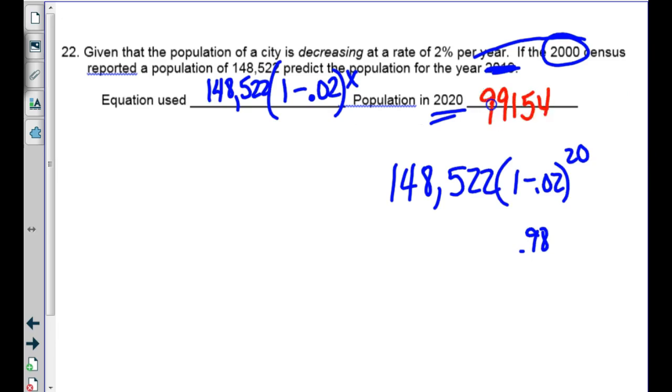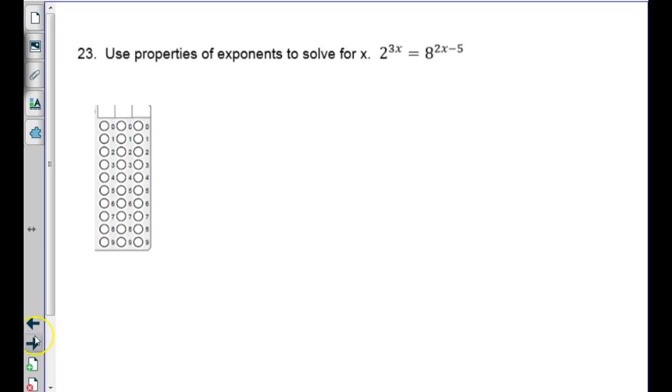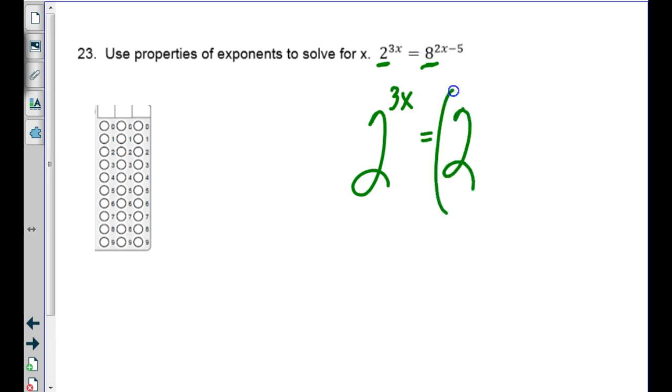Right? Because then it's 0.47, which is not a half a person. Okay, use properties of exponents to solve. Ms. Abruzzo calls these baby-based questions. They need to have the same base. So 2 to the 3x is good, but what do I need to rewrite 8 as?